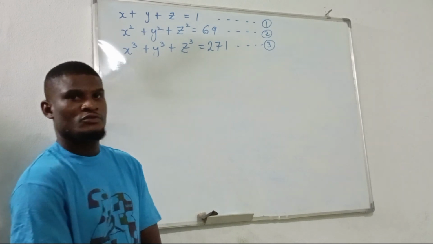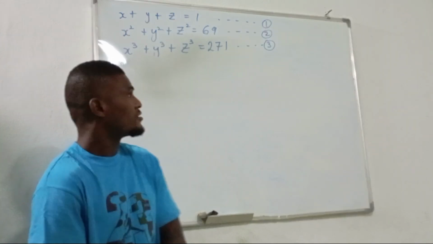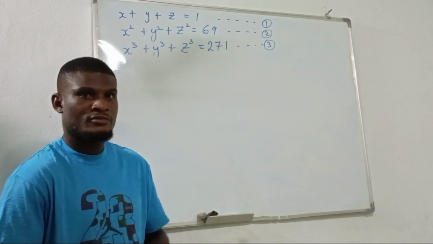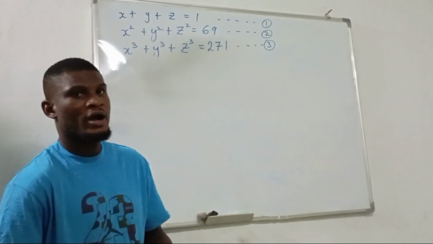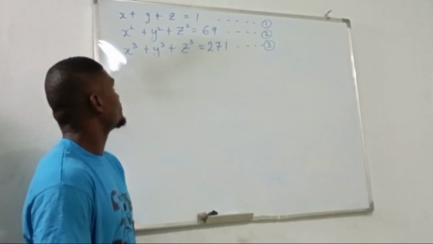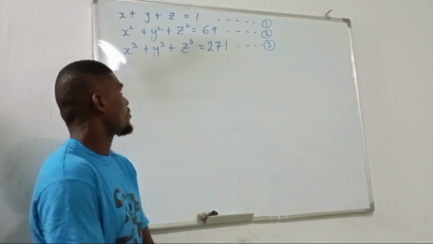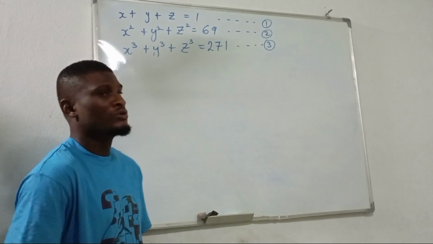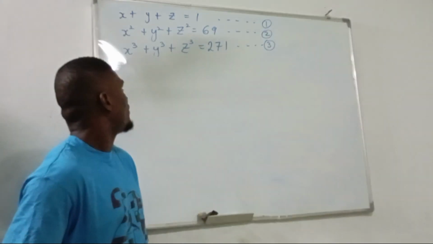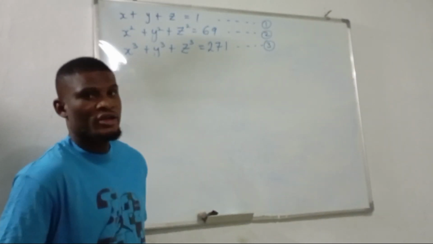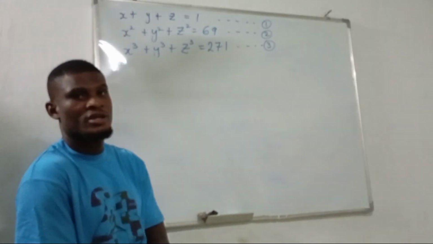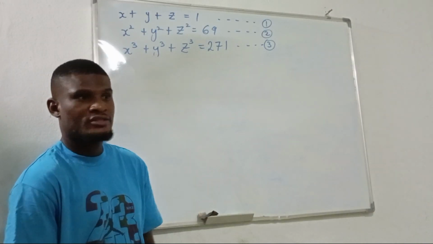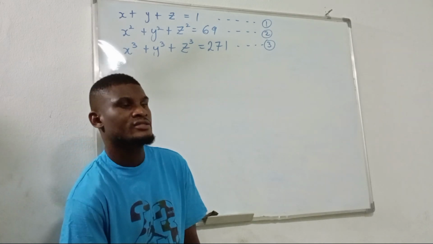You can pause the video and try it. All right. So the question that we have here is x plus y plus z equal to 1. x squared plus y squared plus z squared equal to 69. And then we have that x cubed plus y cubed plus z cubed equals 271. And we have to find the value of x, y, and z.